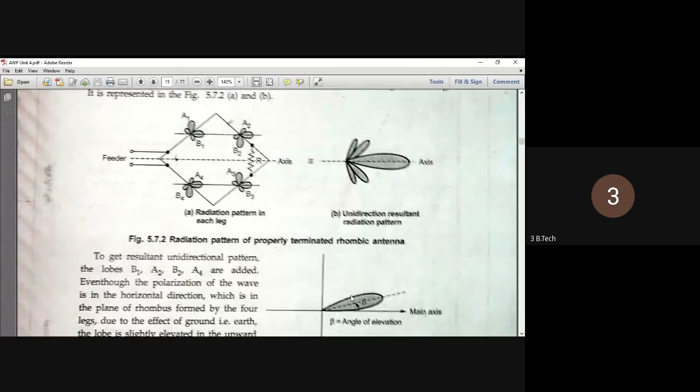Rhombic antenna. Here we will take four long wires. One end is fed and the other end we will connect with an RL load, I mean a terminating resistance. And at the middle we have tilt angles. We have a very long wire in that case, but we don't have a very long wire if we need to connect.